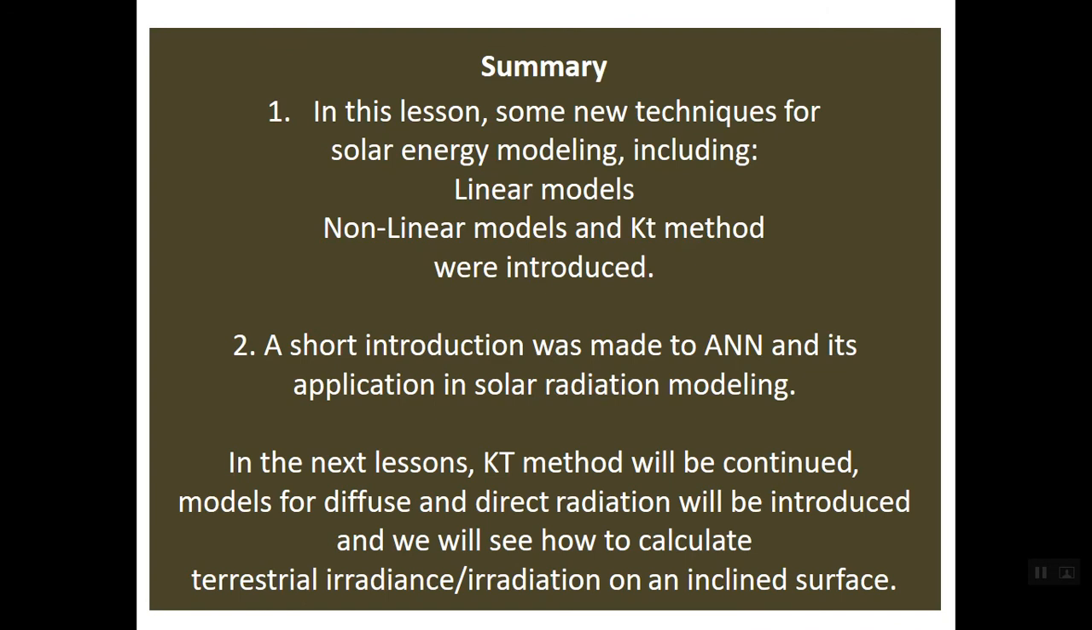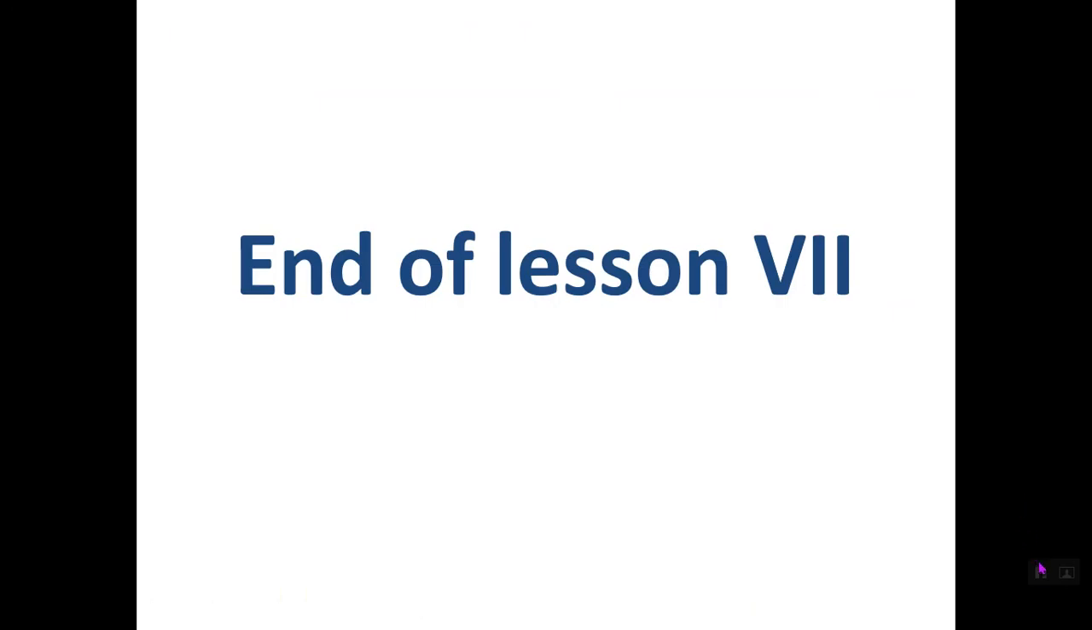Summary: in this lesson, some new techniques for solar energy modeling, including linear models, nonlinear models, and the KT model, were introduced. A short introduction was made to the artificial neural network and its application in solar radiation modeling. In the next lessons, the KT method will be continued. Models for diffuse and direct radiation will be introduced to enable you to calculate the share of diffuse and direct radiation, and we will see how to calculate terrestrial irradiation or irradiance on an inclined surface. And this is the end of lesson 7.